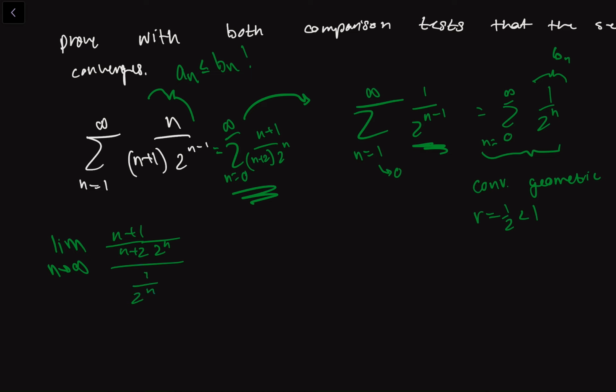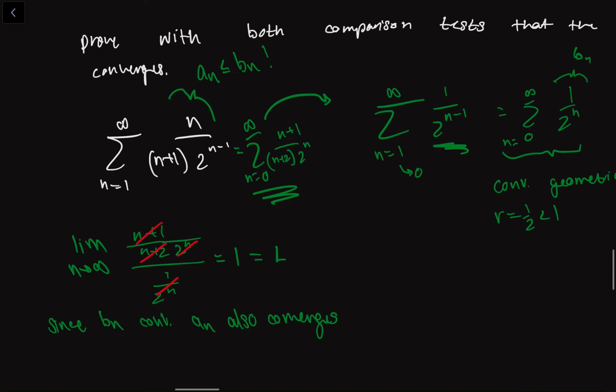So like I said, at infinity, these n's cancel each other out, and these ones will cancel each other. So we can kind of break some rules. But 1 is a finite non-zero number, so it will match the convergence or divergence of b sub n. Since b sub n converges, a sub n also converges by the limit comparison test. So this is a neat test. Now let's look at the direct comparison test.